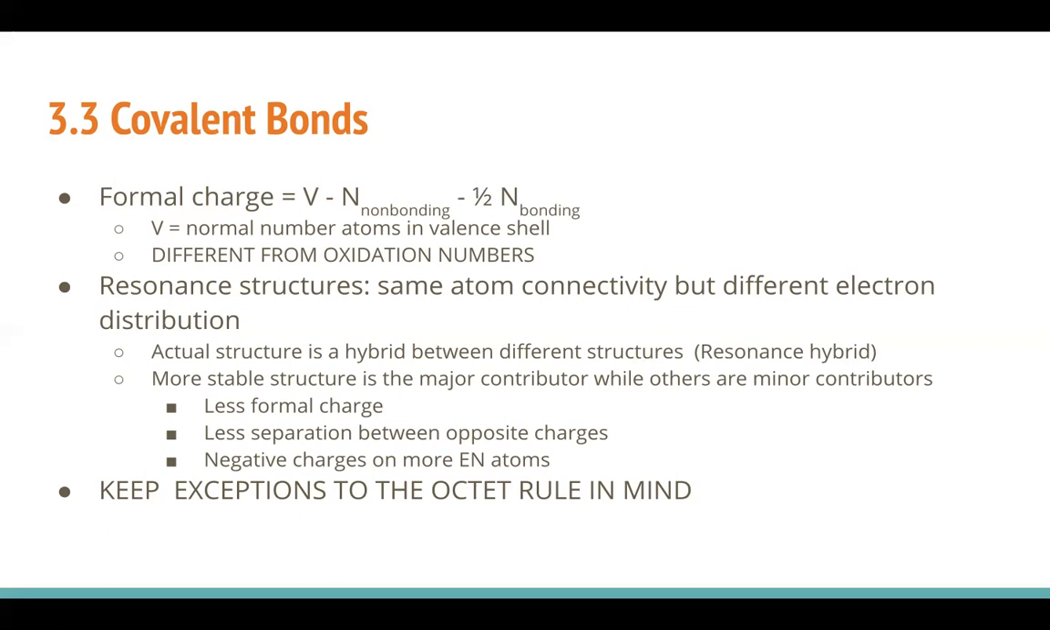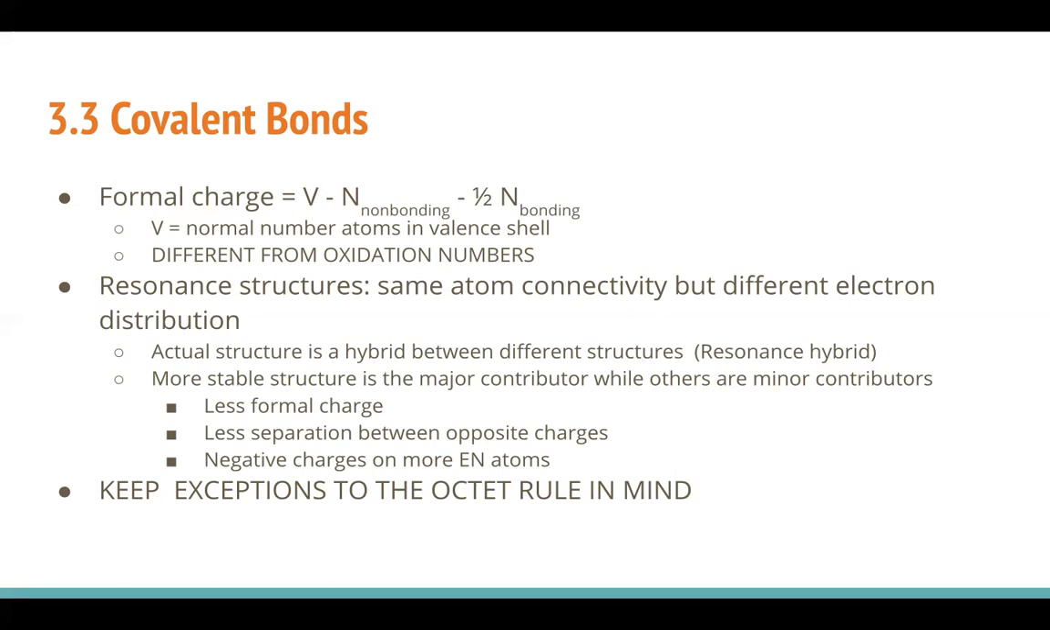And so that has massive implications on reaction mechanisms and the properties of the compound. We'll talk more about that in later chapters. When you're looking at resonance structures, the more stable structure is the major contributor, while others are minor contributors. That just means that if one structure is more stable and another is less stable, the more stable structure maybe gives 75% to the resonance hybrid, while the other only gives 25%.